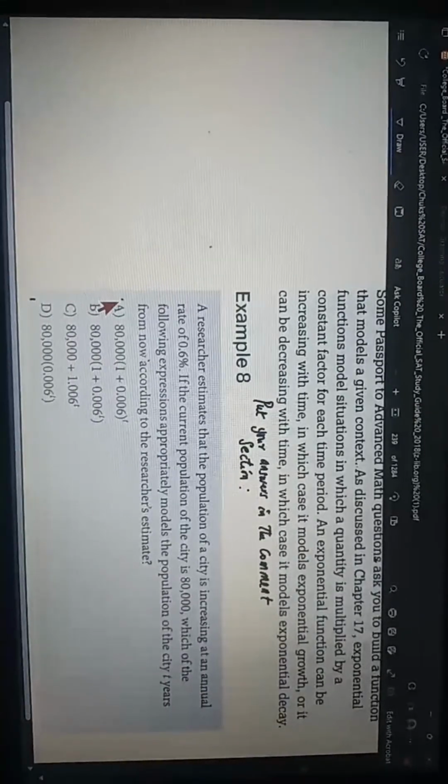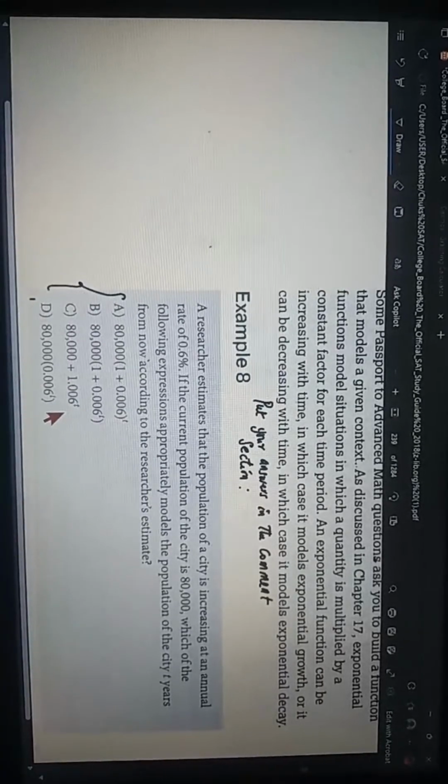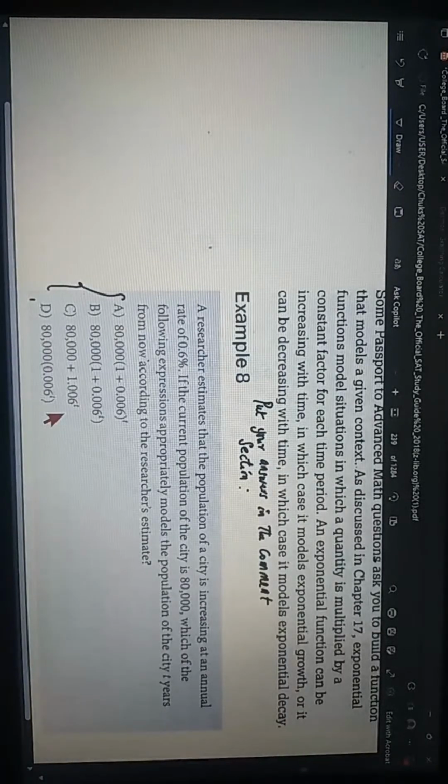What do you think? This question is quite easy. It's just a step or two and you have your answer. You don't have to use Desmos for this particular problem. It's not Desmos compatible.